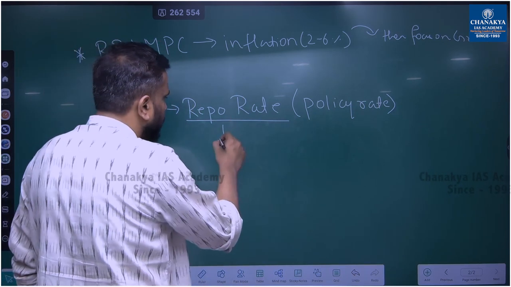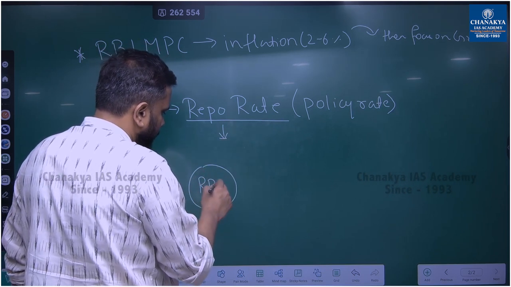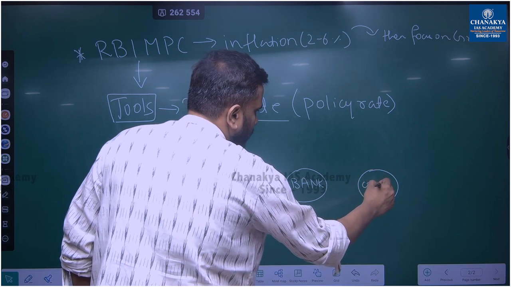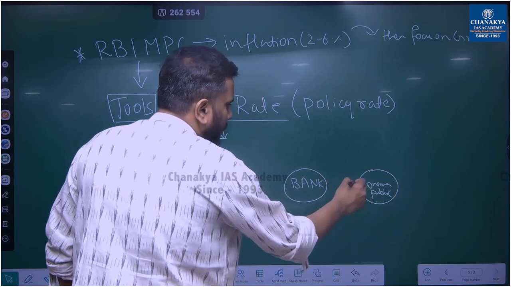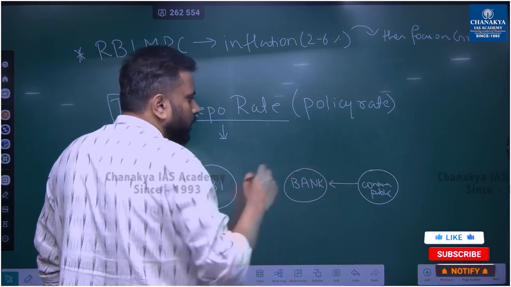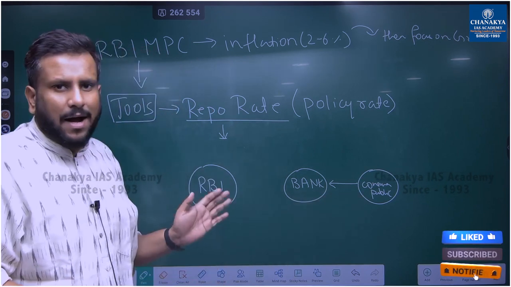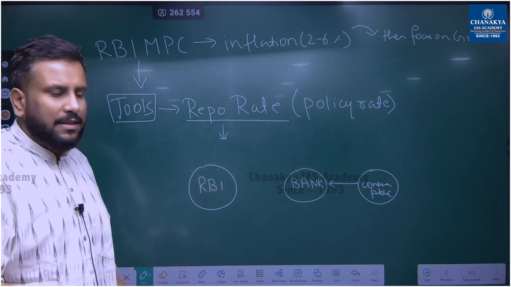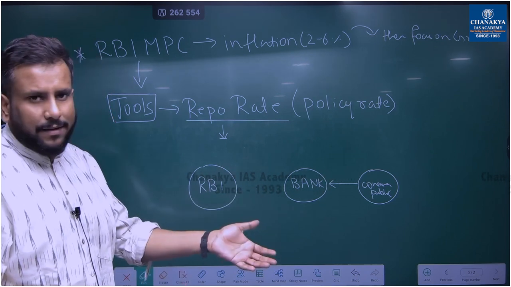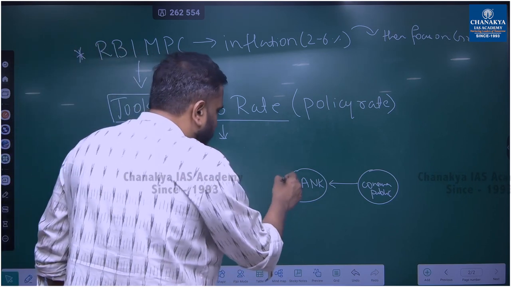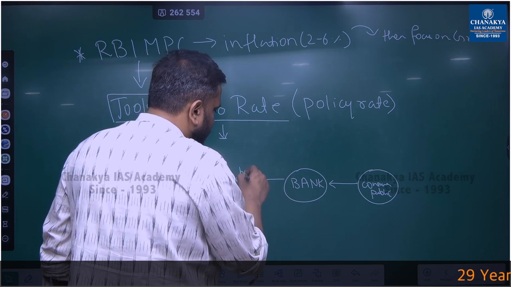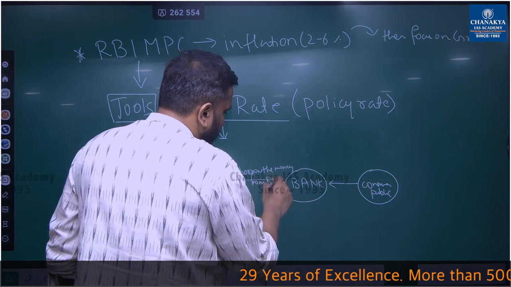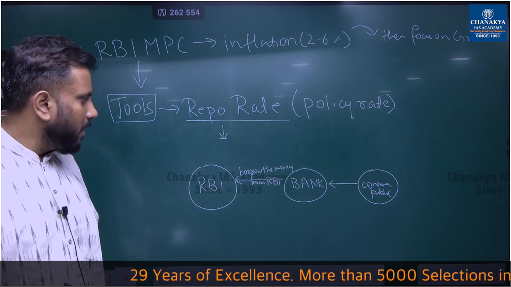Now, what is the repo rate? Basically, for example, this is the RBI, this is the bank, and these are the consumers or the public. The public take loans from the bank and the banks give loans to the public. The public do not directly deal with the RBI, right? So just imagine, if the banks do not have money to lend to the public, in that case the banks will borrow the money from the RBI.